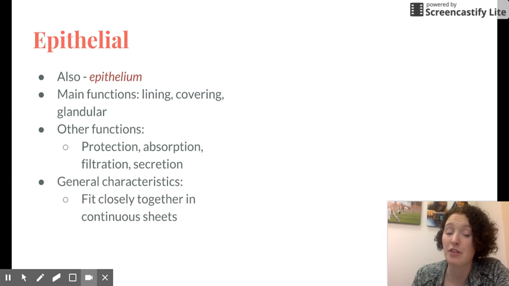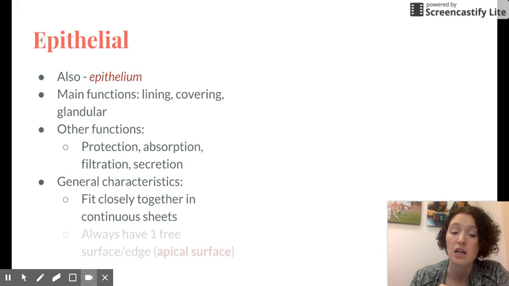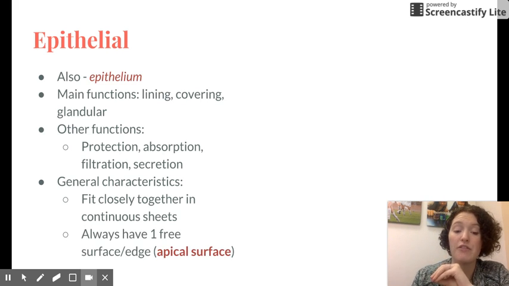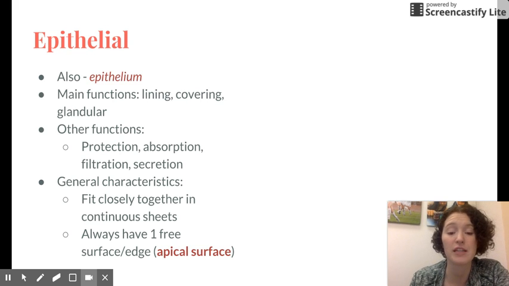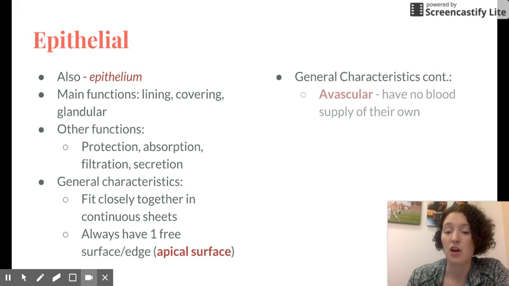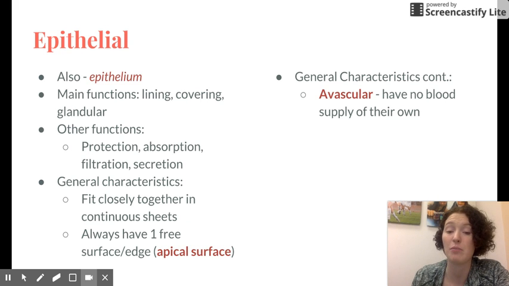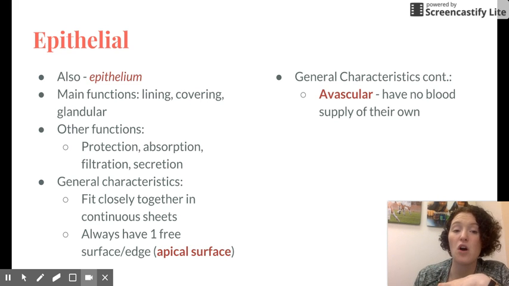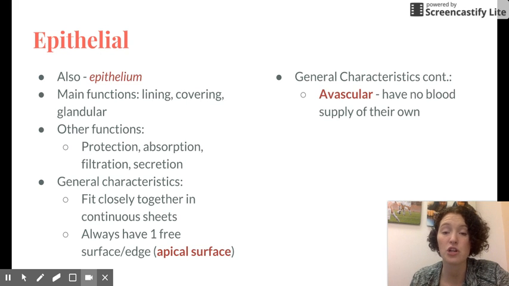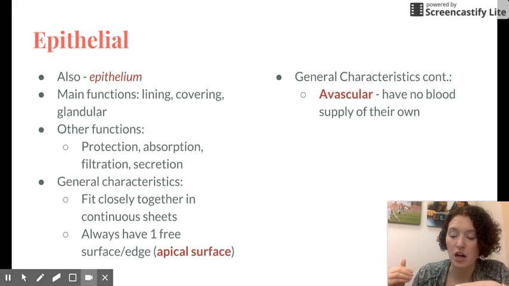Some characteristics of epithelial tissue. They generally fit really closely together in continuous sheets. They always have one free surface or edge called the apical surface. They also are avascular, this A prefix meaning not, and vascular relating to blood supply. So avascular means that they do not have a blood supply of their own. Depending on the epithelial tissue, generally the nutrients will diffuse their way through from the underlying connective tissue.